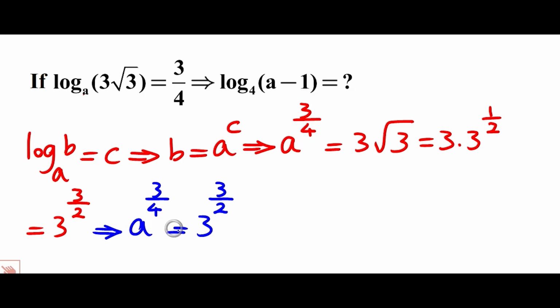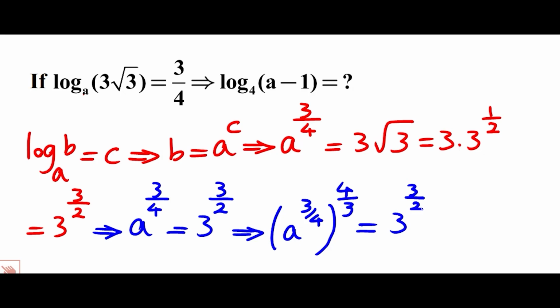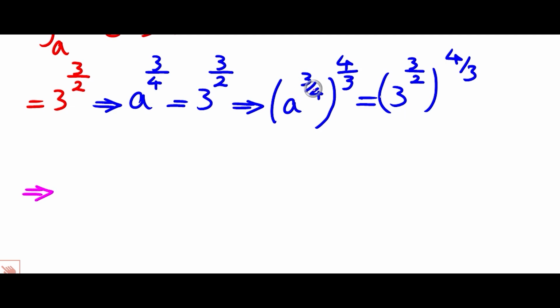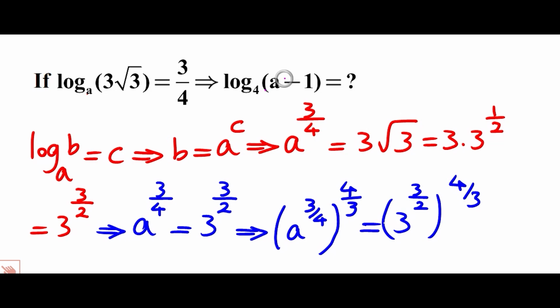To find a, raise both sides to the power of 4 over 3. So a to the power of 3 over 4, to the power of 4 over 3, equals 3 to the power of 3 over 2, to the power of 4 over 3, right? So we have a to the power of 3 over 4 times 4 over 3, which equals a to the 1. So a equals 3 to the power of 3 over 2 times 4 over 3, which equals 3 to the power of 4 over 2, or 3 squared. So a equals 9. And we need to find log base 4 of a minus 1.